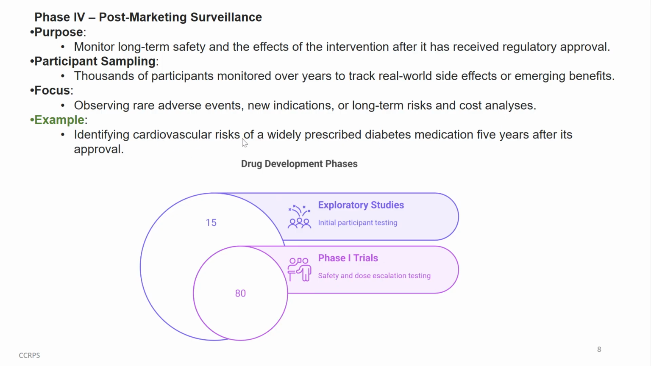Example, identifying cardiovascular risks of a widely prescribed diabetes medication 5 years after its approval. That is post-marketing surveillance, which is phase 4. Here, a nice diagram of drug development phases. We have exploratory studies, initial participant testing as phase 0, 15 patients, and then into 80 for phase 1 trials, looking at safety and dose escalation testing.